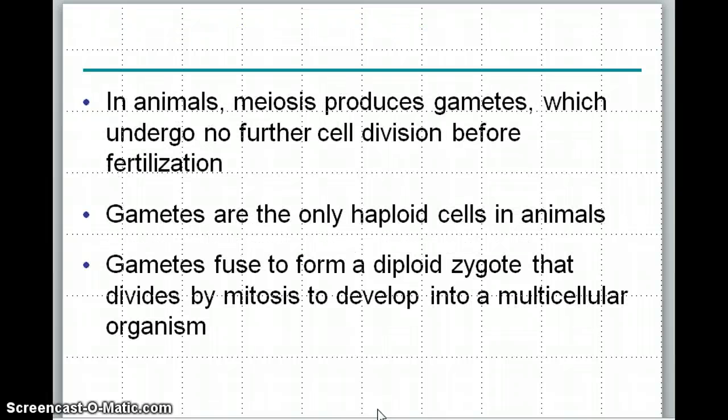In animals, meiosis produces gametes which undergo no further cell division before fertilization. Gametes are the only haploid cells in animals. Gametes fuse to form a diploid zygote that divides by mitosis to develop into a multicellular organism. Just talked about that. Let me know if this doesn't make sense, guys, but hopefully this is review for you.